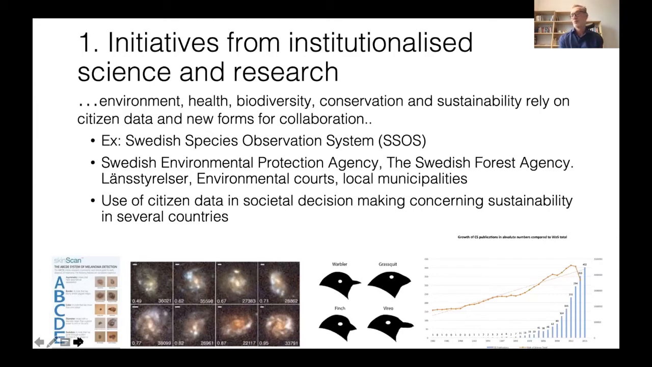The Swedish Environmental Protection Agency, Naturvårdsverket, the Swedish Forest Agency, our regional boards or Länsstyrelser, even the environmental courts use this data for legal and political decision making, which is, I think, an interesting aspect of modern society. A subset of the citizenry produce a lot of the data that then will affect the larger part of society. So citizen data is actually already used in societal decision-making concerning sustainability in several countries, and Sweden is one of the more developed when it comes to this, but not the only one, of course.